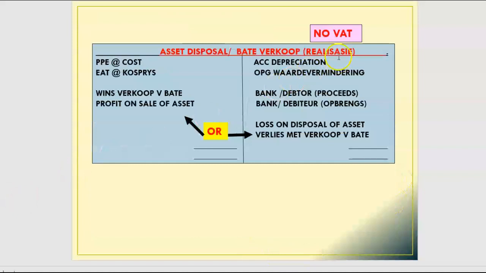In my asset disposal account, the cost price of the asset disposed of, the accumulated depreciation of the asset disposed of, and then the proceeds, whatever bank debtors, whatever the proceeds, VAT exclusive. So the asset disposal account, no VAT included, so the VAT exclusive amount, and the purpose of this account is to determine either the profit or the loss on the sale of the asset. Right, so the proceeds, once more, does not include VAT.